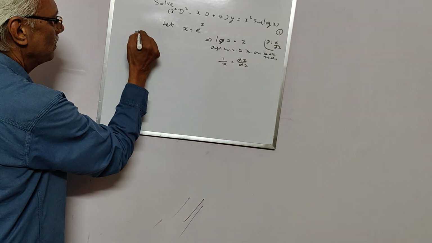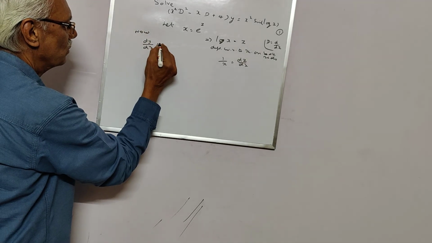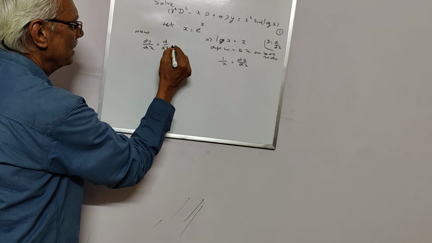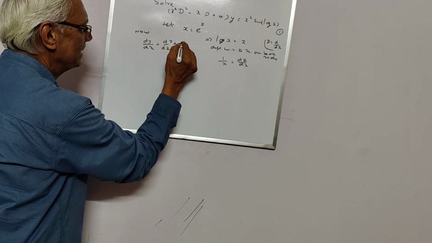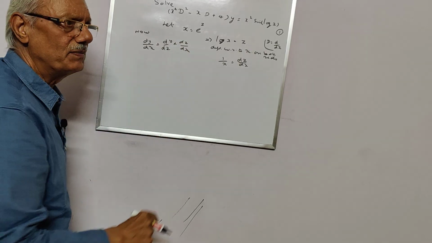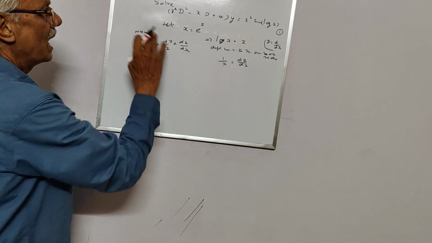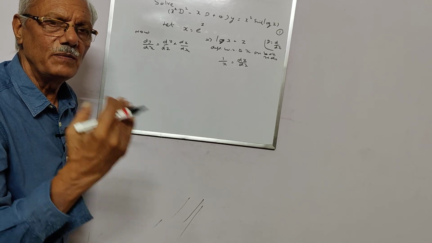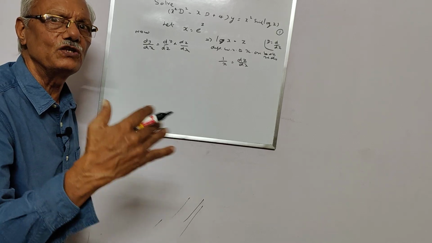Now I will write dy by dx is equal to dy by dz into dz by dx. The value is not altered. Because of this change of variable x to z, I am going to convert this differential equation in terms of the independent variable z. Z will happen to be the independent variable, a change of independent variable.